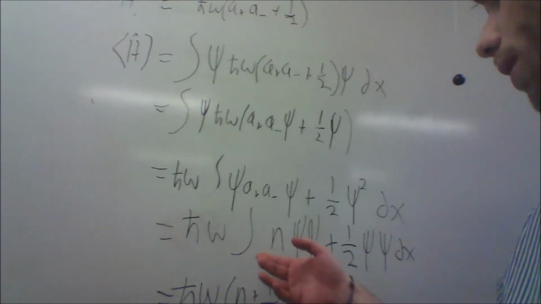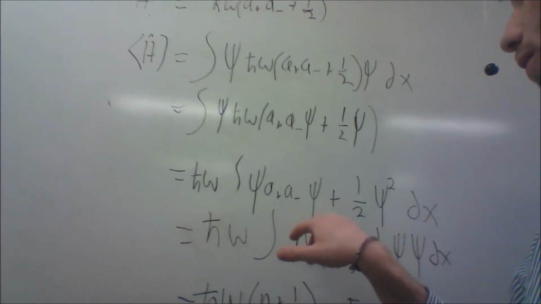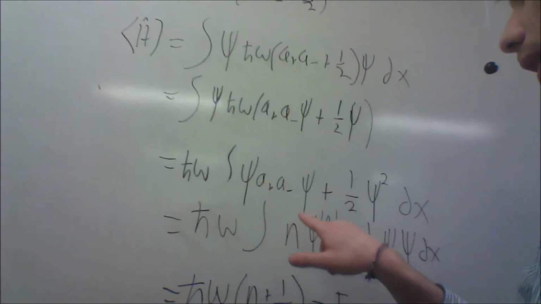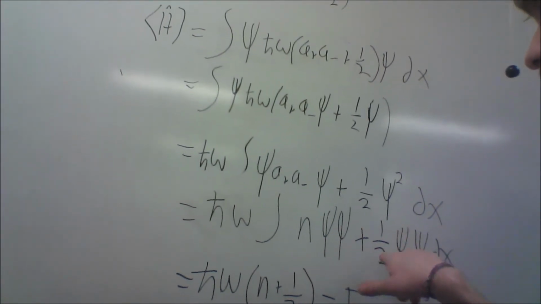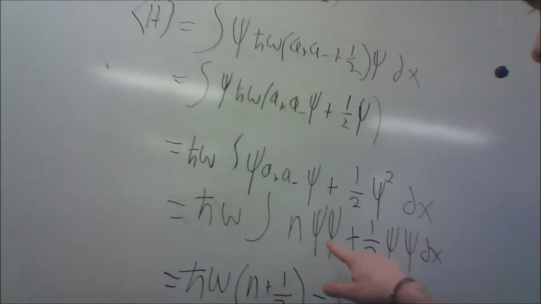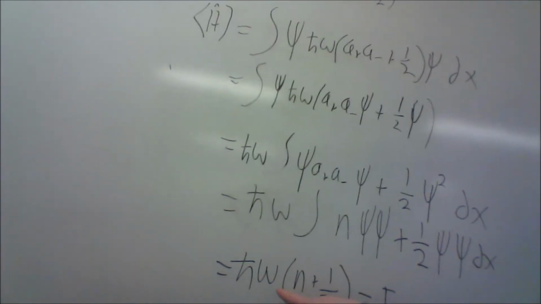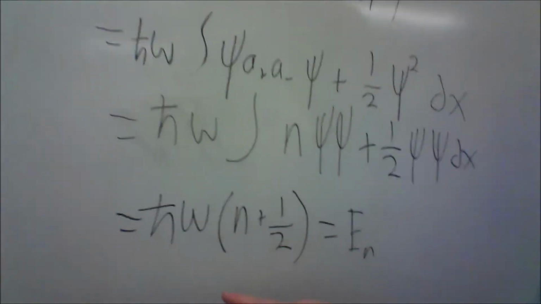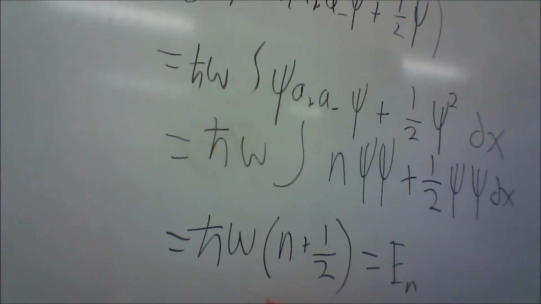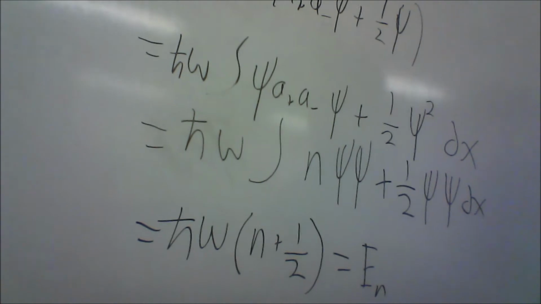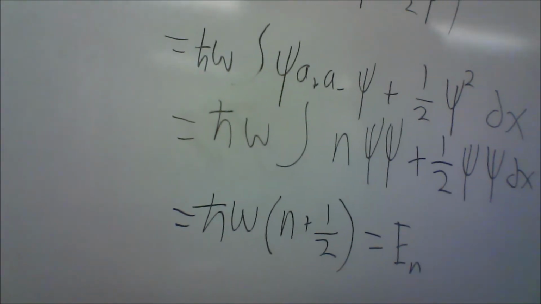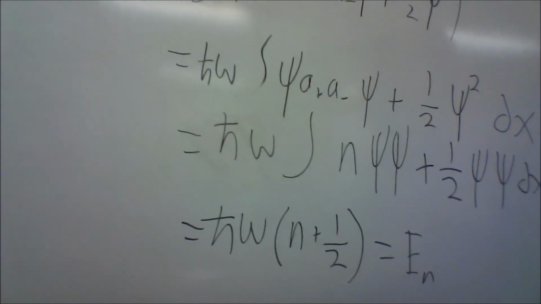It's just the end here where I've pulled out the n constant from operating plus and minus on here and distributed, and both of these integrals go to 1, so now we're just left with the constants, and you obtain the expectation value of the Hamiltonian to be h bar w times n plus 1/2, which is actually En, so we've derived En for the simple harmonic oscillator.